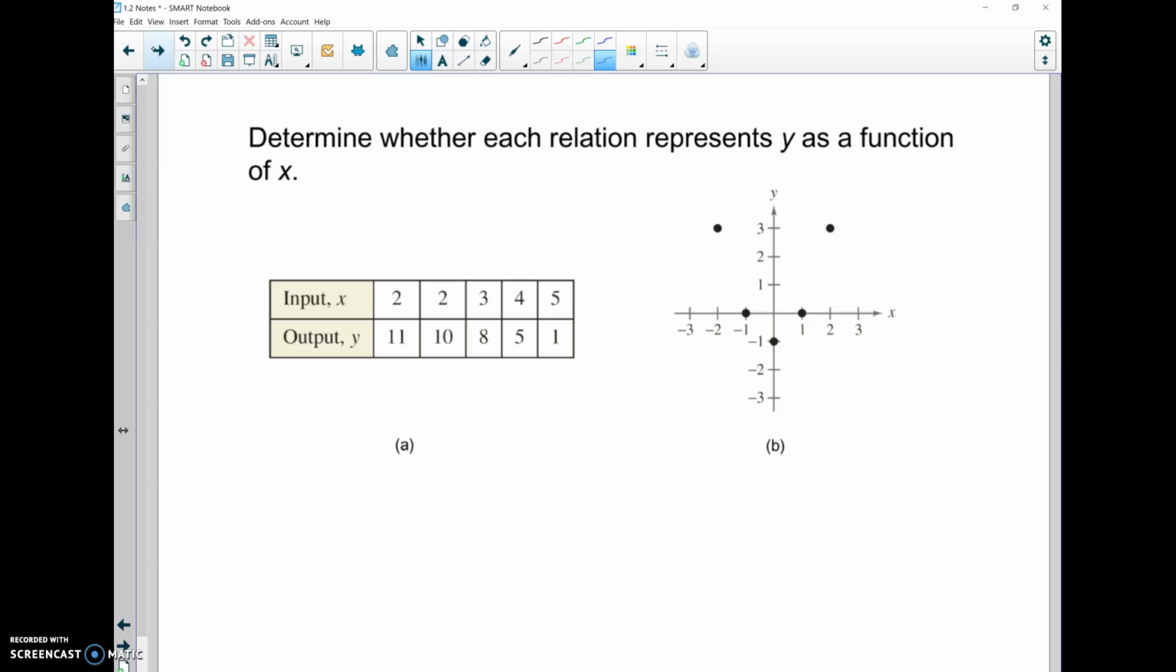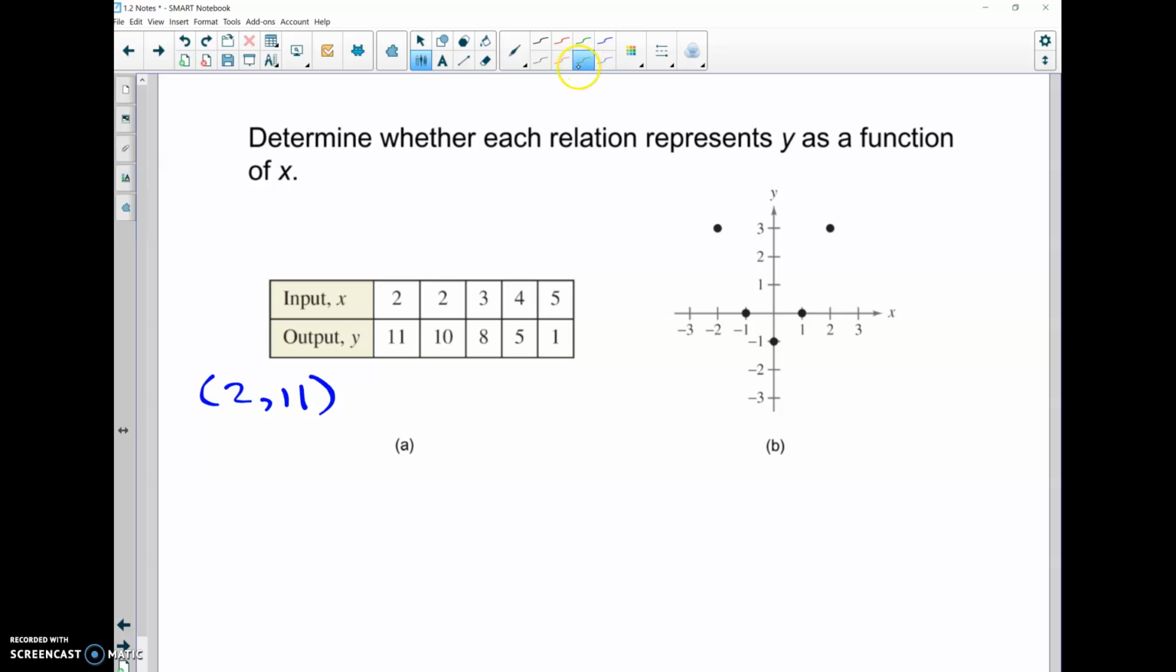Here are 2 different representations of a function. We're going to see if they are functions or not. On the left, that is an input-output table. On the right, that is a graph. Your input-output table, if we were to write these as ordered pairs, 2, 11, x, y. Take a look here and think about if this is a function or not in part A.